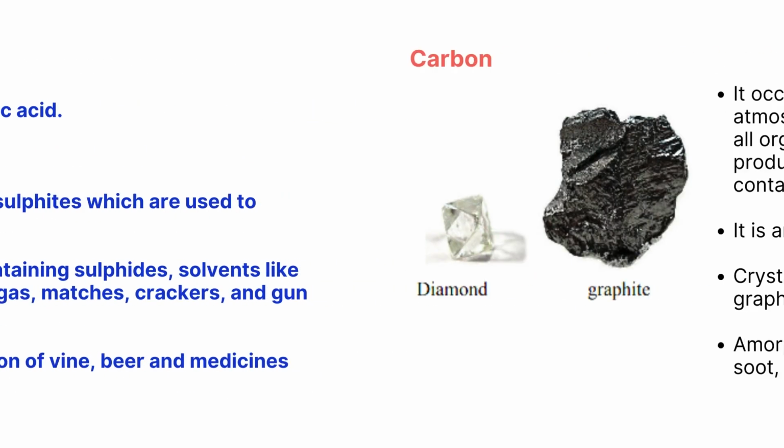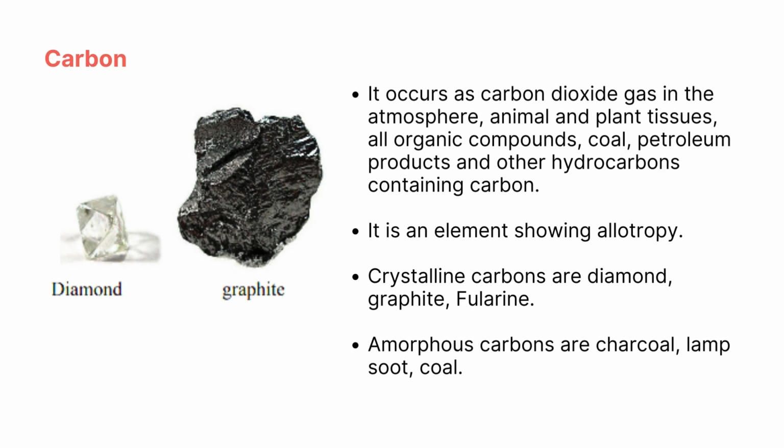Next, let's look at carbon. Carbon is a nonmetal element occurring in abundance. It occurs as carbon dioxide gas in the atmosphere, in animal and plant tissues, all organic compounds, coal, petroleum products, and other hydrocarbons containing carbon.